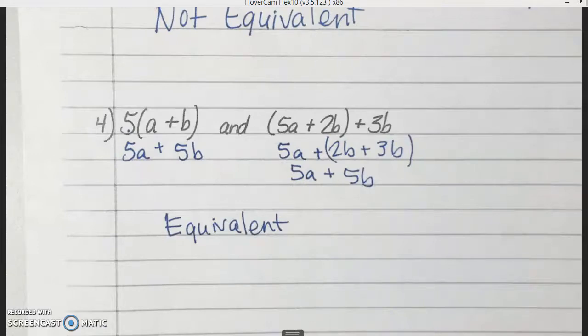Okay. All right, so what we're going to do next, I'm going to let you do 5 through 10 on your own. Then you're going to bring it to me and let me check it. Okay? And then we'll do our exit tickets.